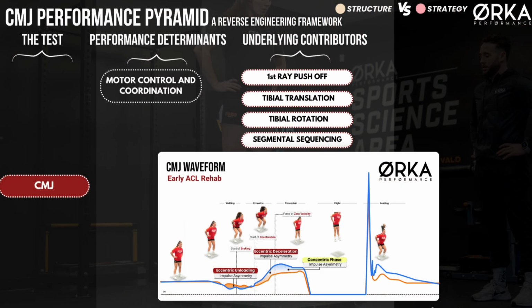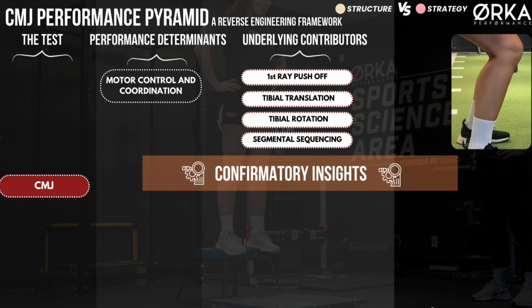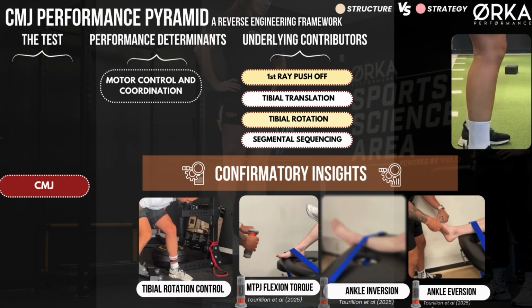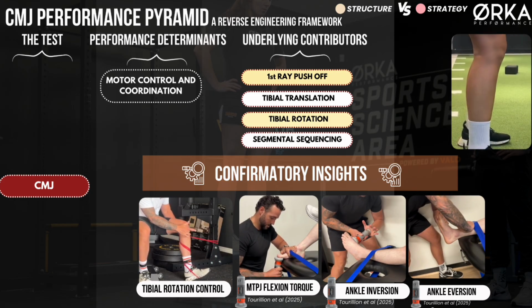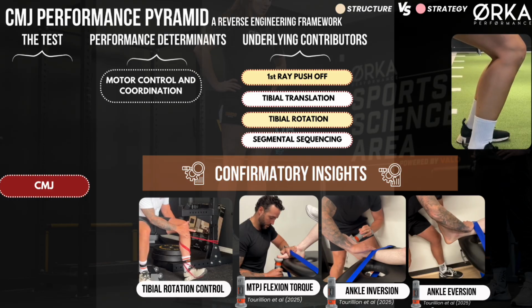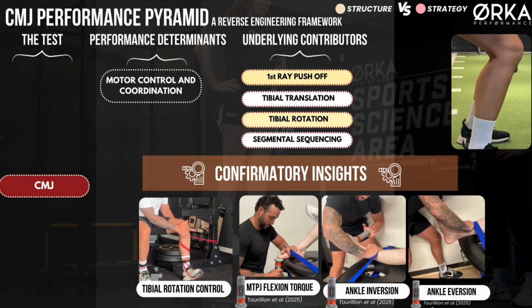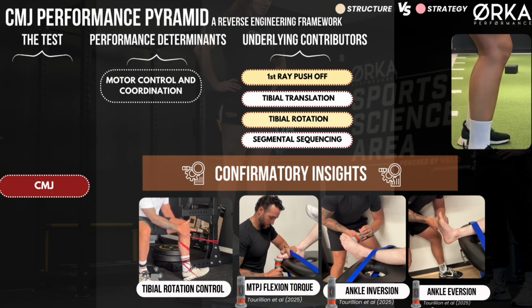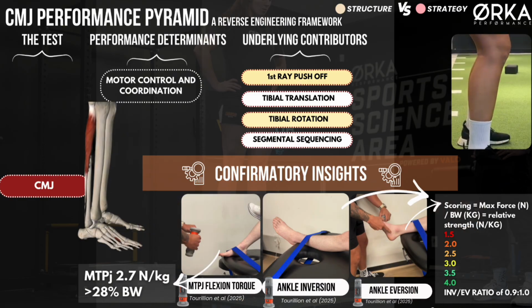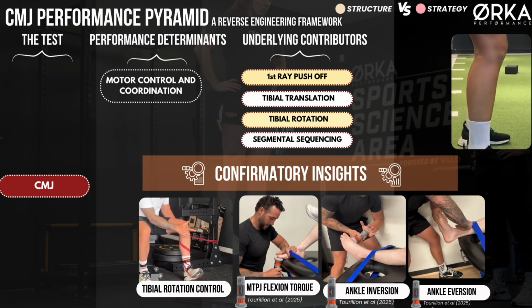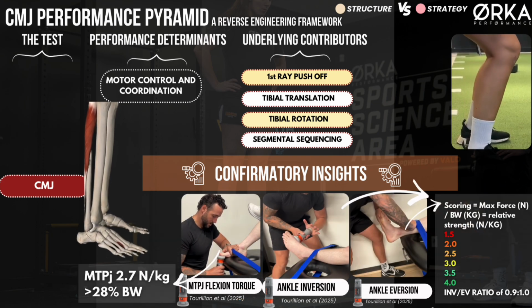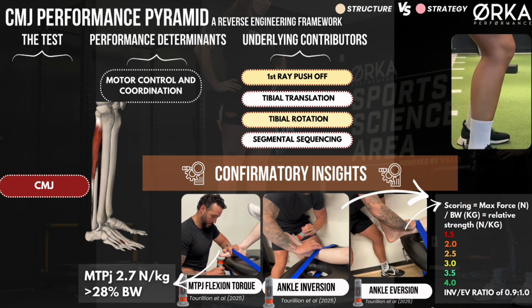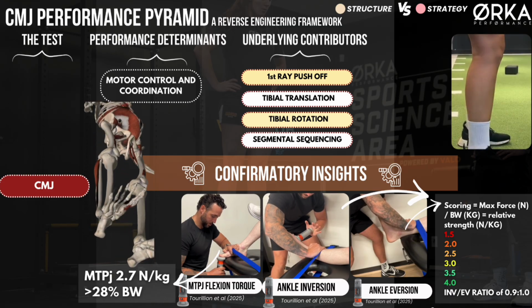And for all of these contributors, we want to have some subsets of confirmatory insights to dictate whether or not there's some stuff that we want to address. So it could be something like tibial rotation control. We might take a look at some of Romain's tests where we're looking at metatarsophalangeal flexion torque, ankle inversion and eversion to take a look at that rear foot stabilization. And from there, he has some really good relative strength benchmarks and metrics that are available to us to kind of live outside of the world of asymmetry and start to benchmark these outputs towards norms, and also outputs and metrics that are adjusted for body mass.